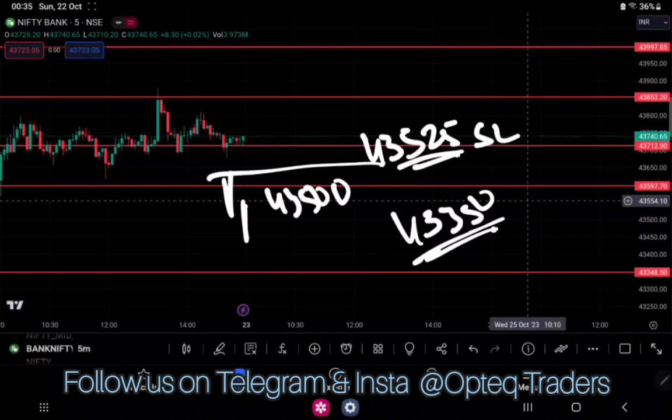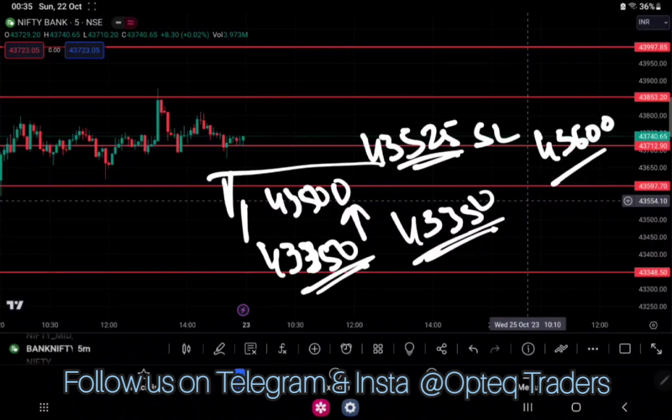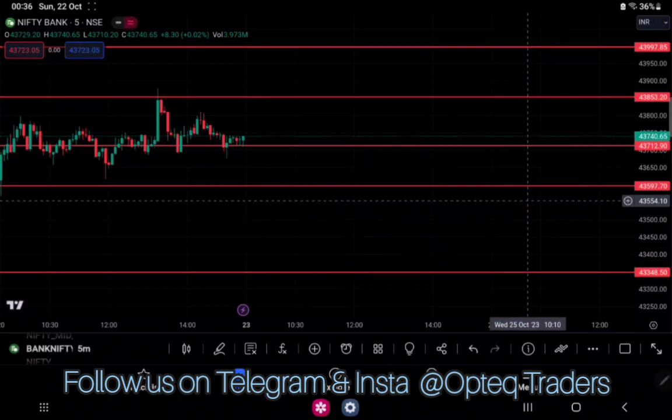Okay, and what if it falls directly to 43,350? How to trade? Wait for it to take a reversal. If it takes a reversal, enter in C for the target of 43,500, and then 43,600 will be your final target, because it will reject at 43,600 level and it will fall down. Okay, so this is how you trade on Monday. This should be your trade plan for Monday.